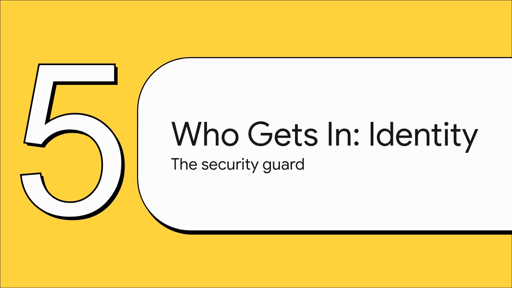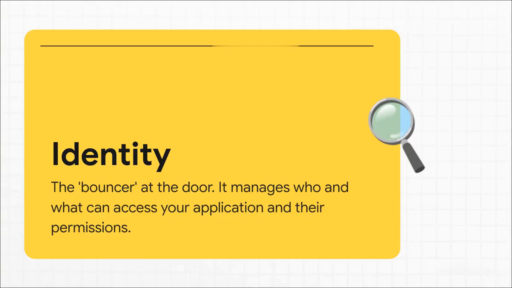Who gets the keys to the front door? Who's actually allowed inside? This is our final building block, the security guard, or as we call it, identity. Identity and access management, it's literally the bouncer at the club door. It's the one checking IDs and making sure everyone follows the rules. It handles two big things: authentication, which is proving you are who you say you are, and authorization, which is what you're actually allowed to do once you get inside. And this doesn't just apply to people, it applies to other services too.